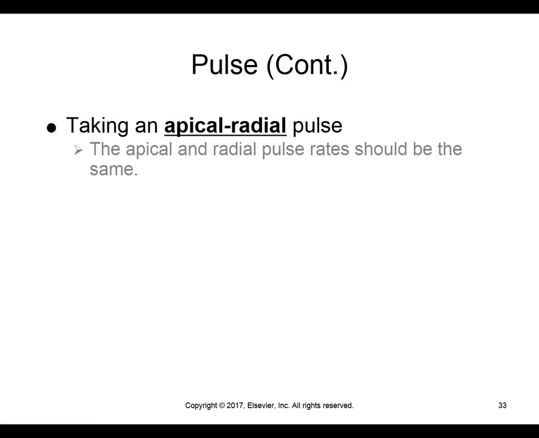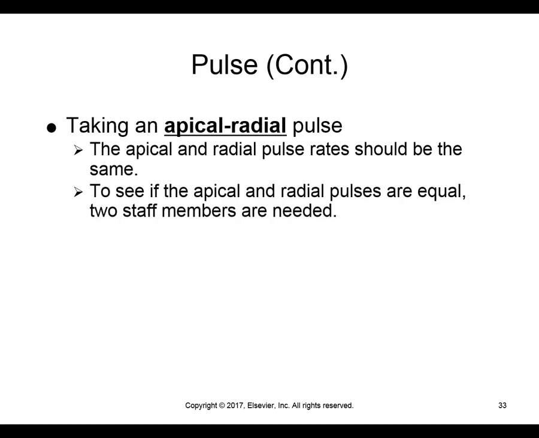Taking an apical radial pulse is basically just taking an apical pulse, holding the stethoscope with one hand and then bringing your other hand down to feel the radial pulse. Sometimes there's a discrepancy between the two because not all of the apical impulses, or the pumps of the heart, are making their way to a radial pulse. So that's the reason why you would do that. Sometimes early beats or skip beats that the patient has, you'll hear them on apical, but you won't feel them on radial.